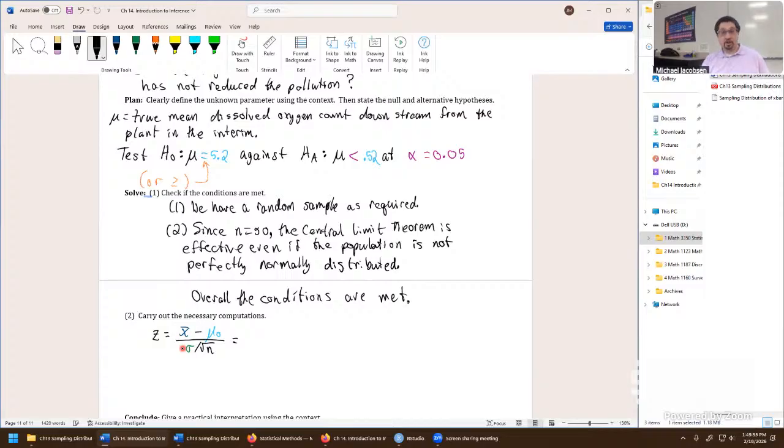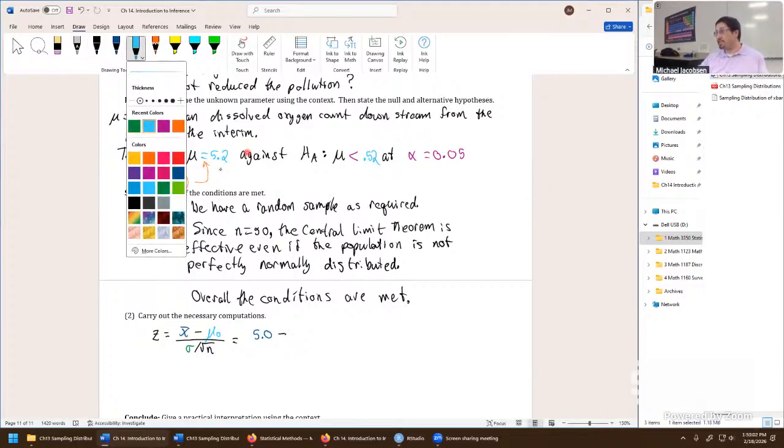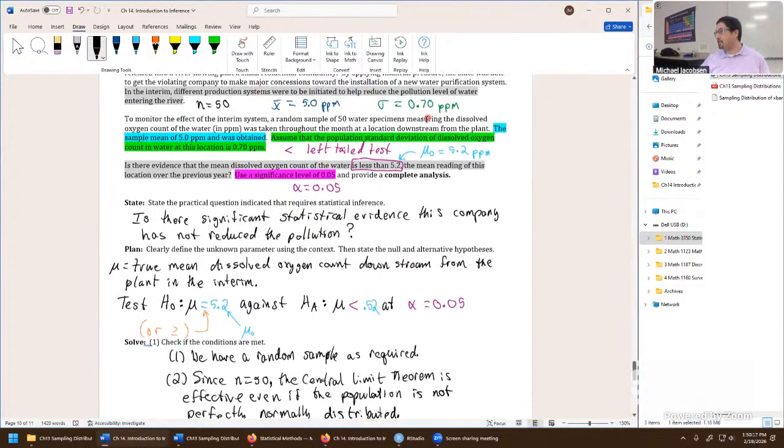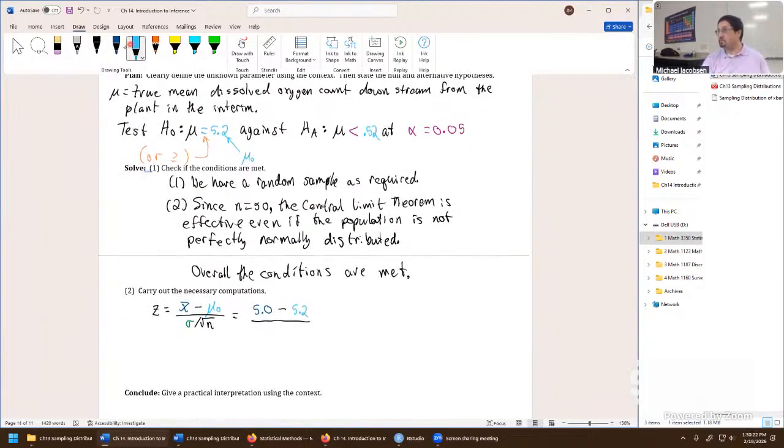X bar was 5.0 parts per million. Mu naught, on the page above, or you can also see in the null hypothesis right here, that's our mu naught value. Now, it doesn't hurt to just throw that into the notes for extra emphasis. That was 5.2. Sigma was 0.70, but let me double check that number. Yeah, 0.70. So 0.70 divided by the square root of the sample size, which was 50.